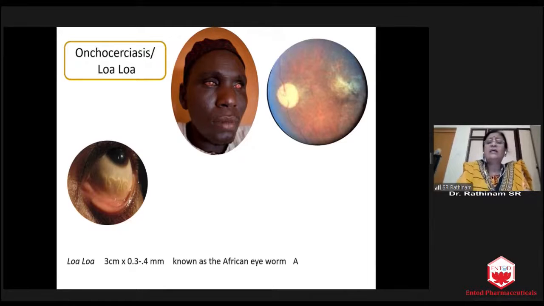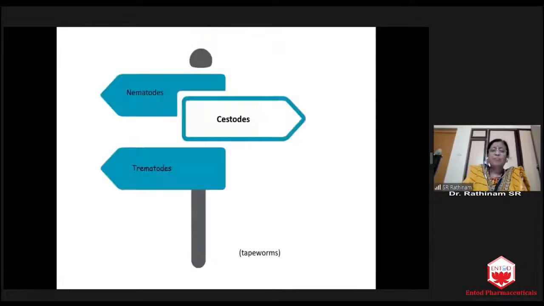So the past history is really important. The past history has to be elicited properly, whether they have gone to African countries or South American countries. Loa nodules may have the worms, and ivermectin should not be given for ectoparasitic conditions, because if Loa is there, they may develop anaphylactic reactions. So we have to be careful that they don't have Loa in addition.